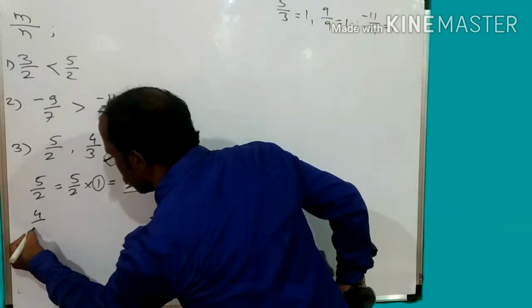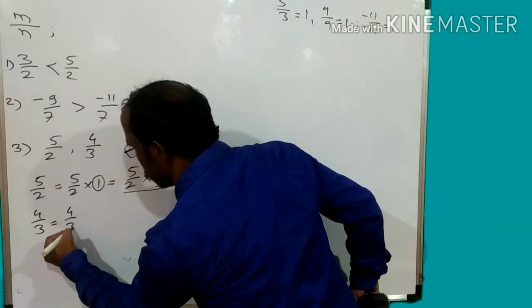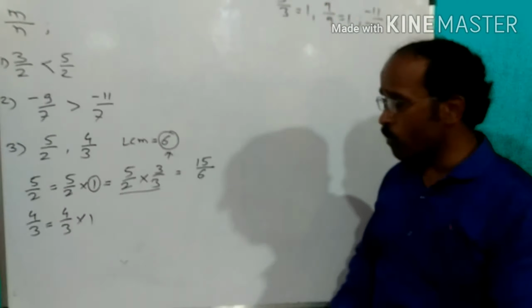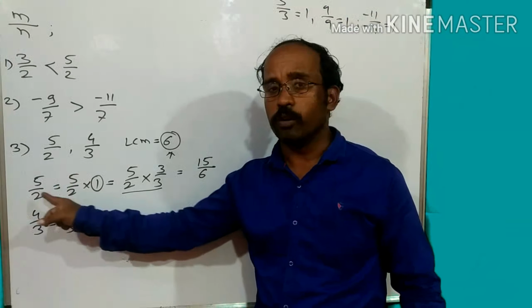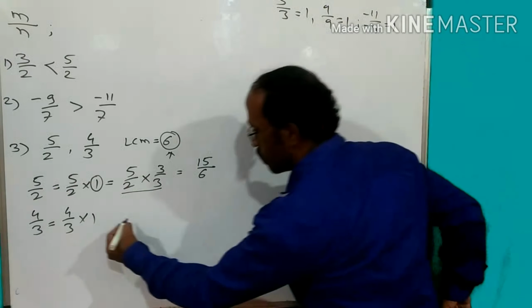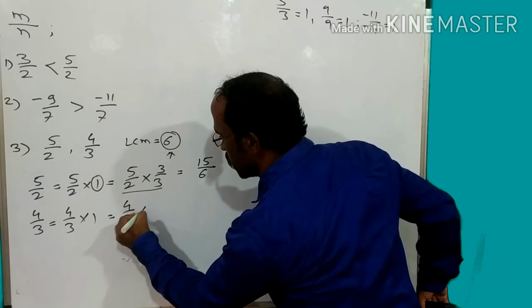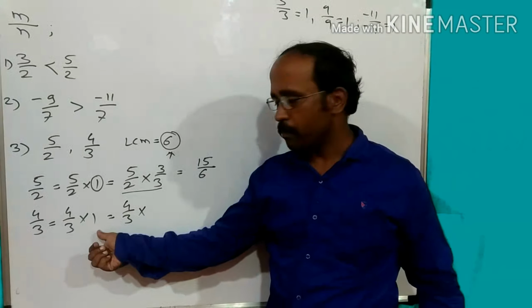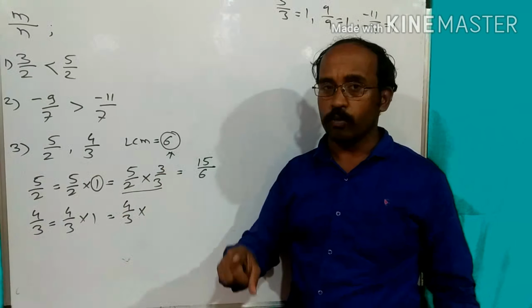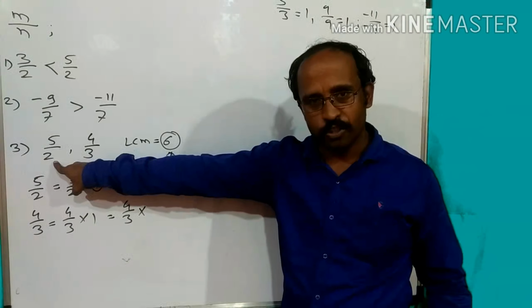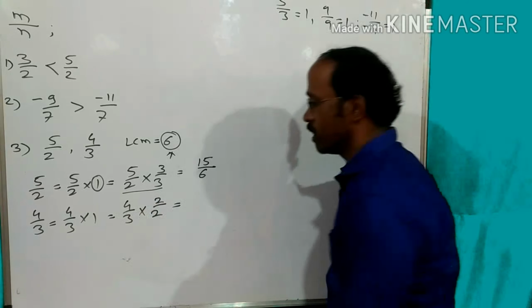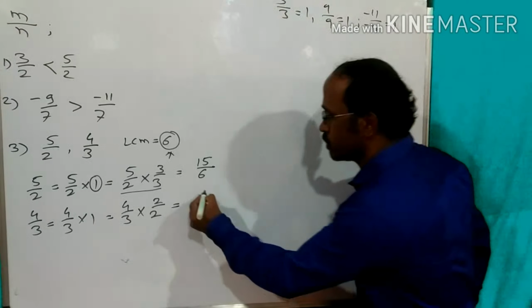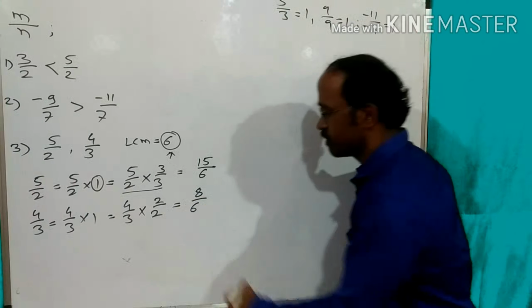4 upon 3 is equal to 4 upon 3 multiplied by 1. Why am I showing multiplying by 1? Because we are not changing the value of the given rational number. So that is equal to 4 upon 3 multiplied by, this 1 can be replaced by any such number, but we have to replace it by this 2 upon 2. So that is equal to 4 upon 3 multiplied by 2 upon 2, which is equal to 8 upon 6.